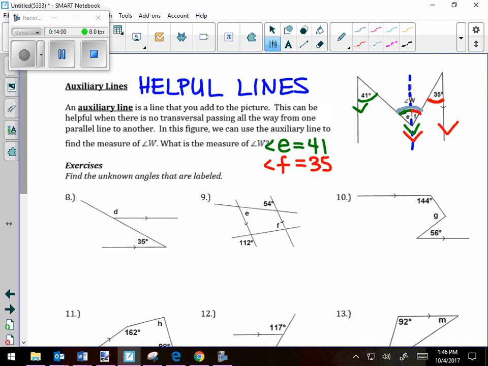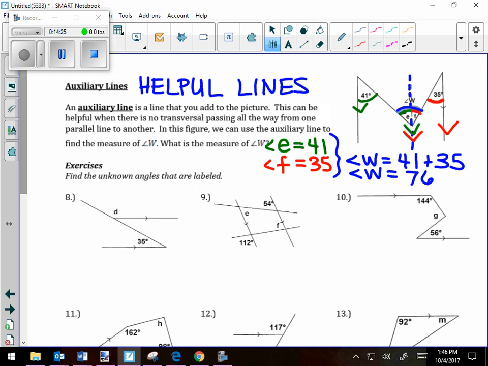Therefore, angle W, the original angle that they were asking you to find, this whole angle, is really nothing more than what you get when you take the 41 and 35 and you add them together. So in this case, angle W would be 76 degrees. So the auxiliary line is going to help you be able to figure out what you need. Some questions you have to have it, some you don't.